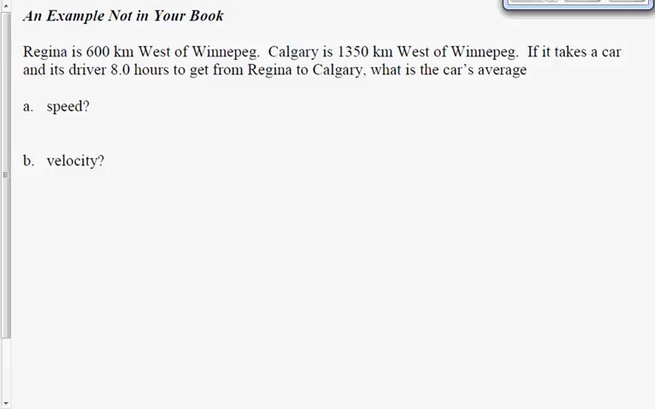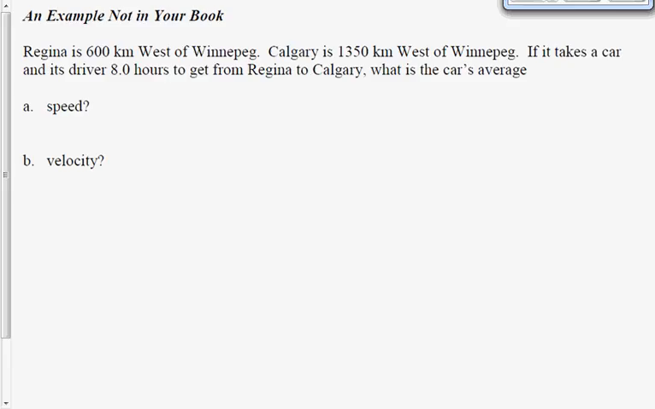What do we got here? It says Regina is 600 kilometers west of Winnipeg. Is that a position of Regina or is that a displacement? That's a position. That's where Regina is. Okay, the next one, Calgary is 1,350 kilometers west of Winnipeg. Is that a position or a displacement? That's a position. Those are two places, two positions: where Regina is, where Calgary is.